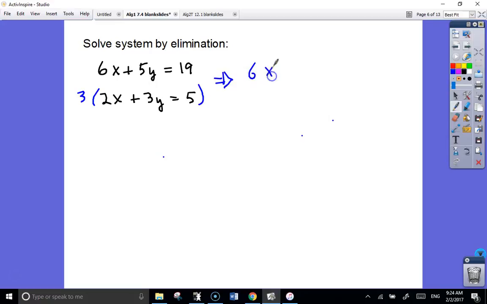6x plus 5y equals 19 doesn't change. And 6x plus 9y equals 15. Does that look right? So we're trying to make these the same, right? So I don't need to multiply this by anything. I need to multiply that one by 3. Okay.